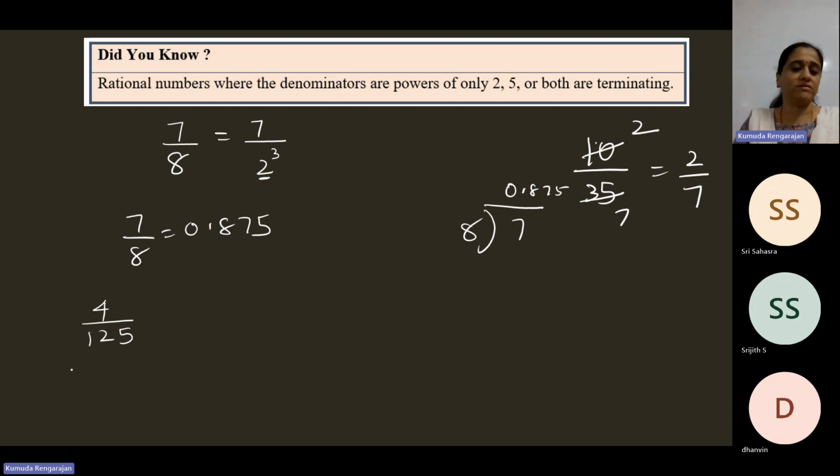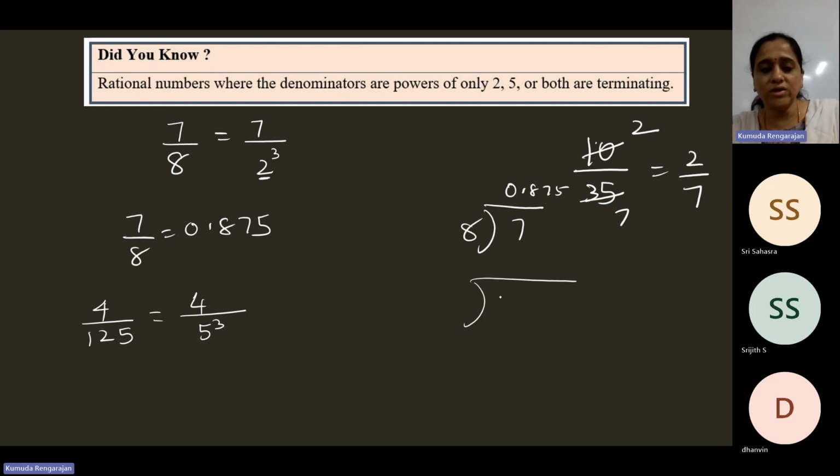Next, look at the denominator. What is it? 125. How do you write 125 as a product of its prime factors? 5 into 5 into 5 or 5 to the power 3. So what is the prime factor of the denominator? Only 5, no? Then this one also has a terminating decimal expansion. 4 divided by 125 is 0.032. When you divide 4 by 125, the quotient is 0.032.